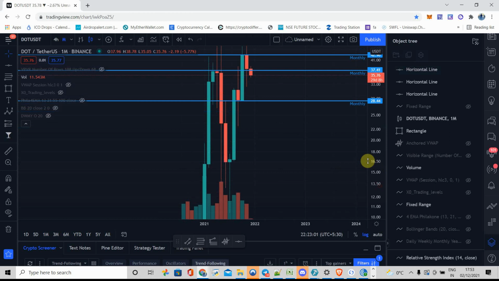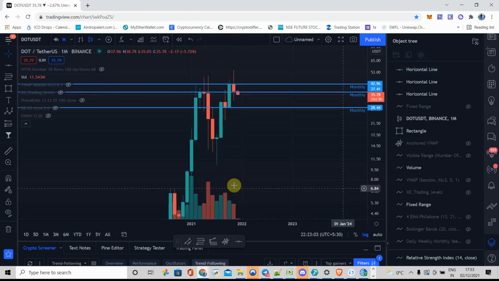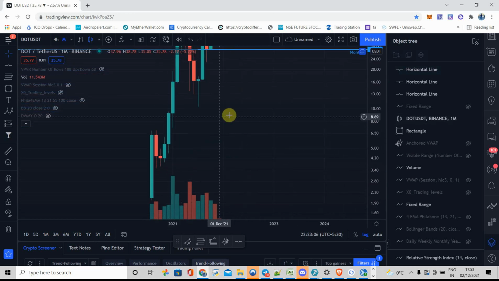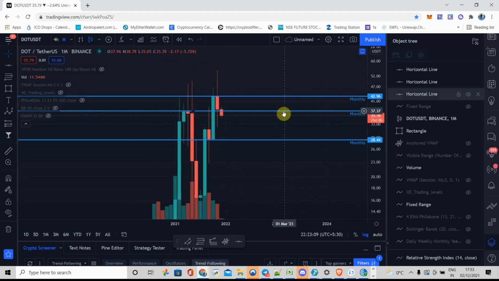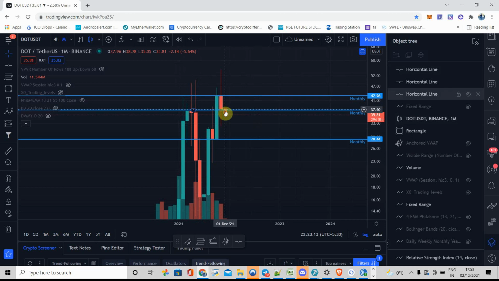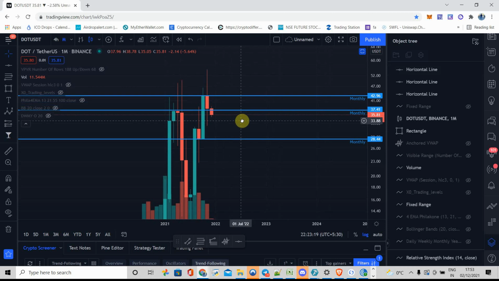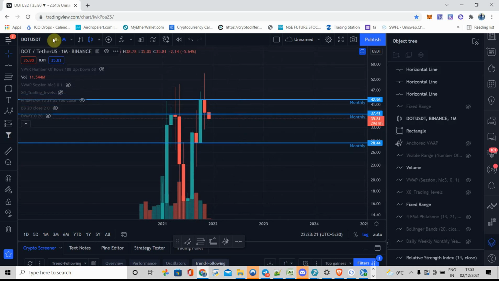So currently from the monthly perspective we have a higher high higher low structure and price is between $37 and $28. As long as price is below $37, we can always rotate to $28. This is from the monthly perspective.